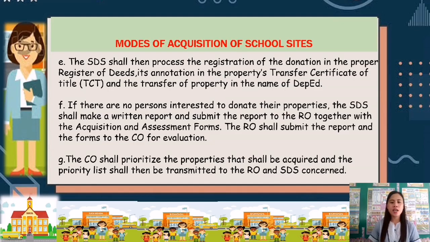Letter F. If there are no persons interested to donate their properties, the SDS shall make a written report and submit it to the RO, or the regional office, together with the acquisition and assessment forms. The RO now shall submit the report and the forms to the CO, or the central office, for evaluation. Next, the central office shall prioritize the properties that shall be acquired, and the priority list shall then be transmitted to the regional office and the SDS concerned.